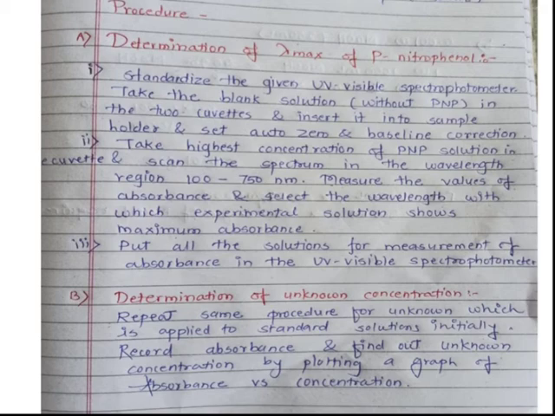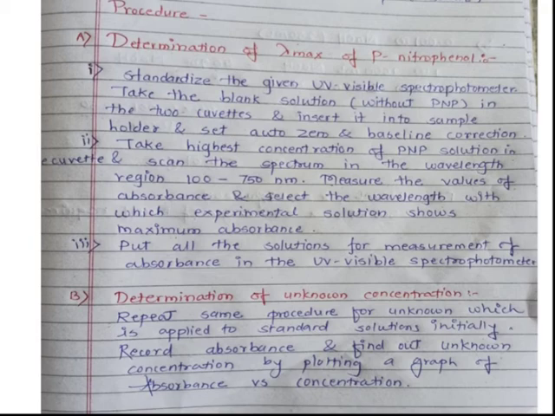do baseline correction. After that, take the highest concentration of PNP solution in one cuvette and scan the spectrum in the wavelength region 100 to 750 nanometer. Measure the values of absorbance and select the wavelength at which the experimental solution shows maximum absorbance. Put all the solutions for measurement of absorbance in the UV visible spectrophotometer. Note down the absorbance and the lambda max value.